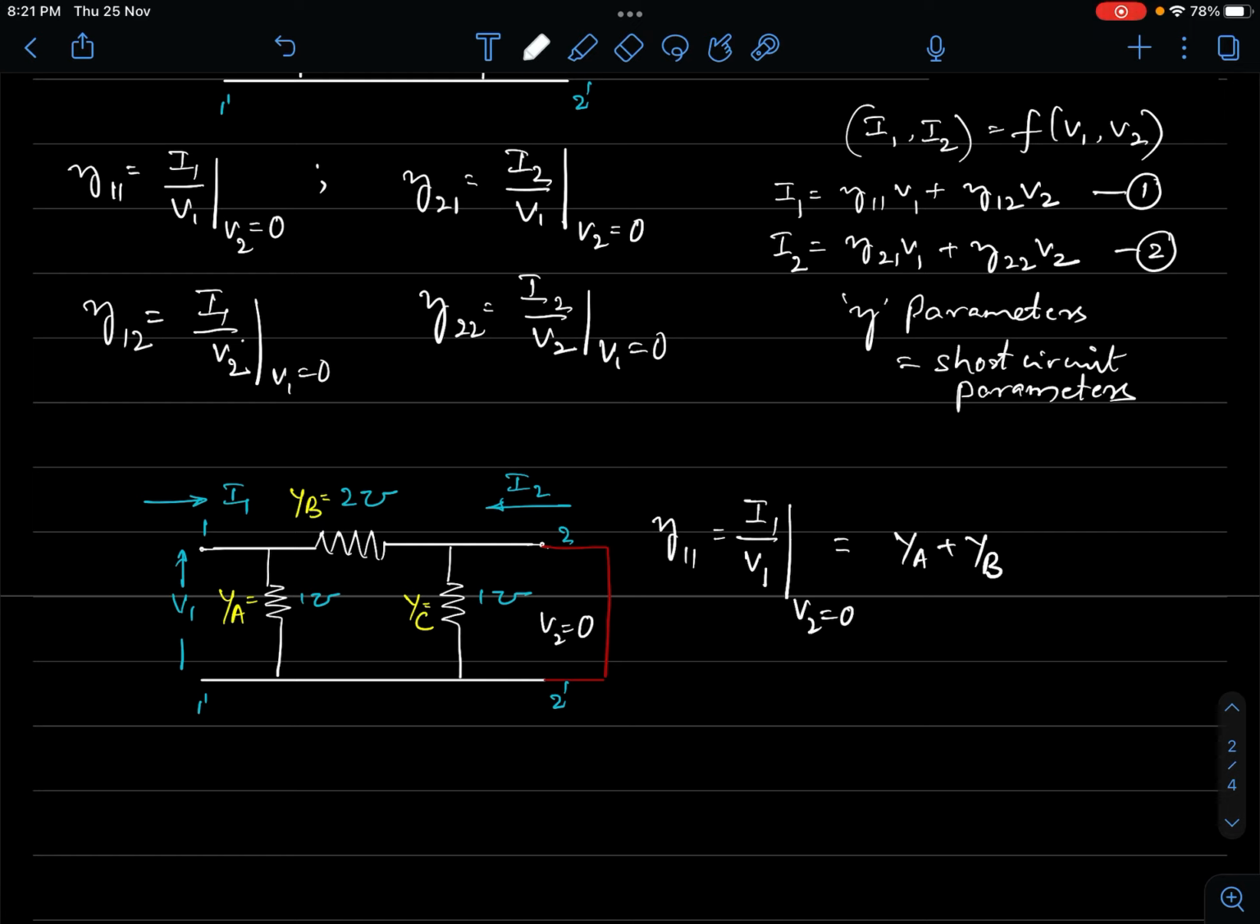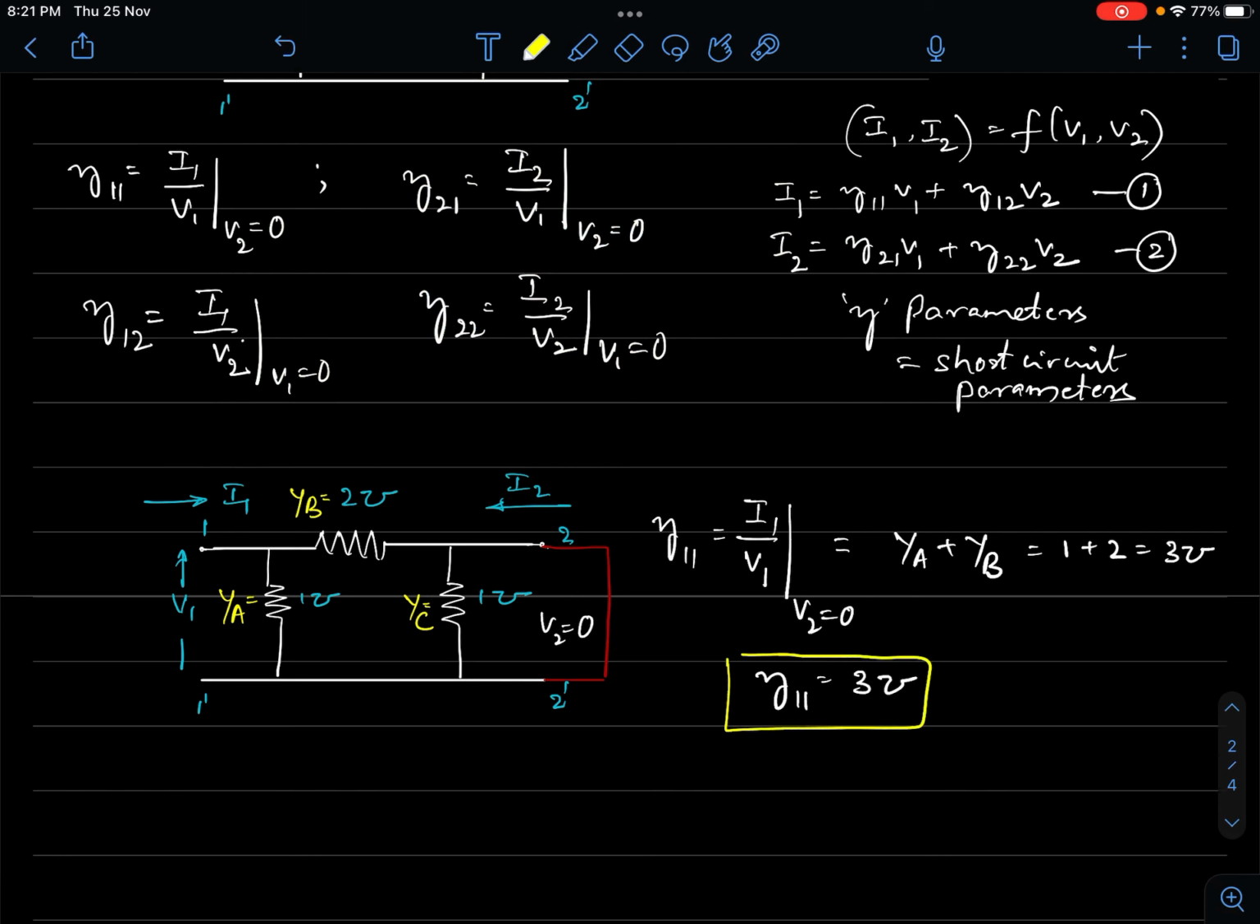Y11. So what is YA and YB? We will now substitute the values. This is 1 mho plus this is 2 mho. So their value is 3 mhos. Okay, so Y11 is 3 mhos. So we are able to determine one of the parameters. Okay, and now we will try to look at the other parameter.